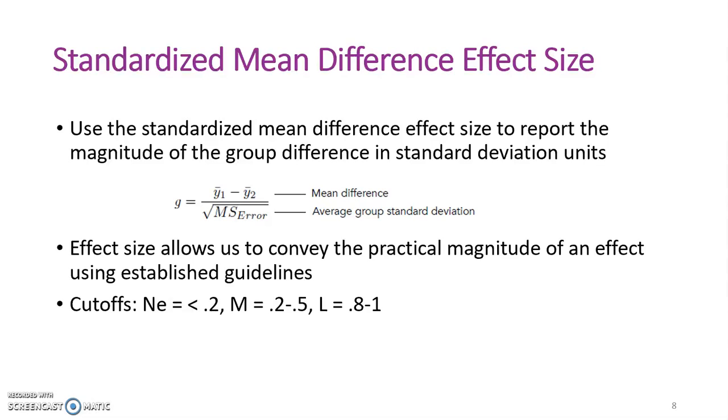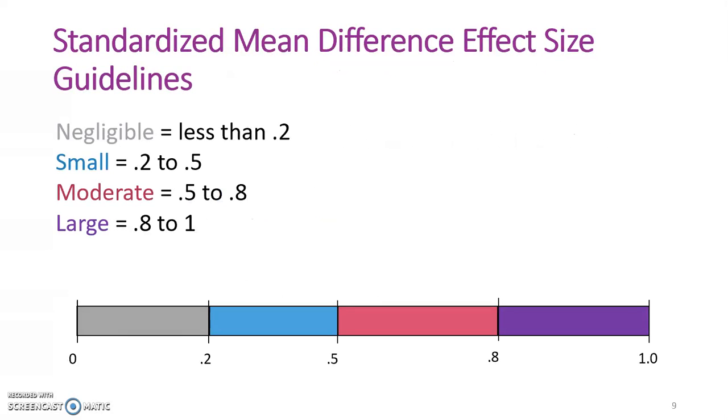And so there are actually established guidelines, some cutoffs for the standardized mean difference as well. For the standardized mean difference effect size guidelines, negligible is anything less than 0.2. Small is 0.2 to 0.5, and moderate would be 0.5 to 0.8. And then a large would be anything above 0.8.